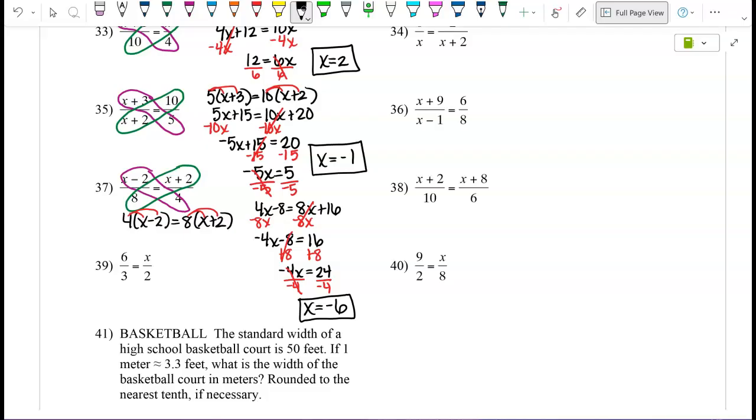But again, the key to success is knowing we have to cross multiply, knowing that we have to distribute if there's an expression, and again, being cautious of our negative signs. Make sure we are completing the correct math.